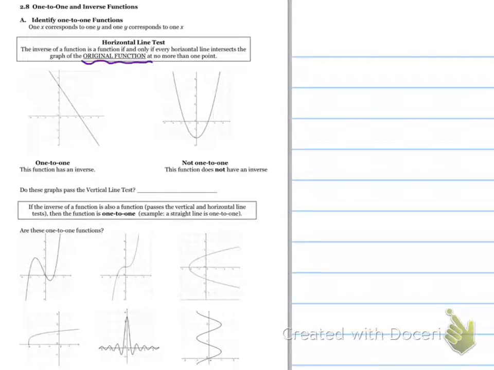This first one right here passes the vertical line test, so it is a function. It also passes the horizontal line test, so we can say that it's one-to-one. Now, this one on the right is a function. However, when I cross my pencil through it, it intersects at two places, meaning it does not pass the horizontal line test. So it does not have an inverse that's a function, not one-to-one. Yes, these both pass the vertical line test, but that's it.